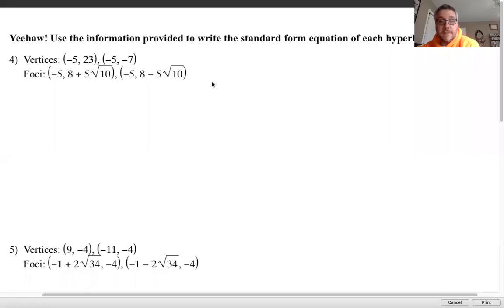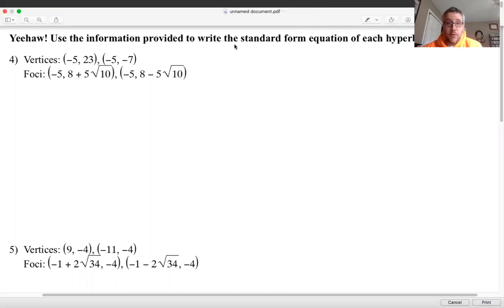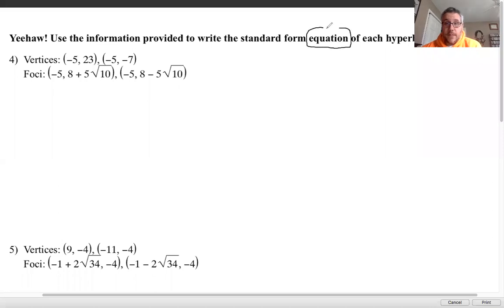Okay, 4, 5, and 6 all work on the following premise. You are given the vertices and the foci of the hyperbola, but nothing else, and you're asked to write the equation. So really, to do this, you need the center and you need A and B, and since we're dealing with foci, you're going to need to employ C. So how I like to do this, since I'm a visual person, is I like to make a sketch, and it can be a really bad sketch like I just did where it's all cattywampus.